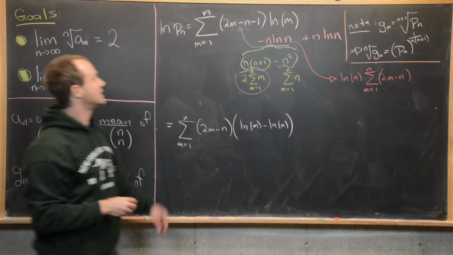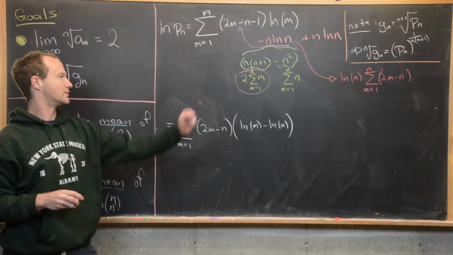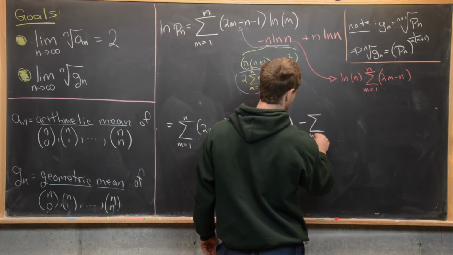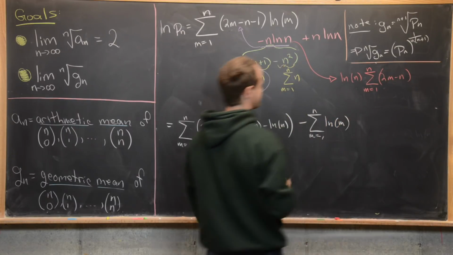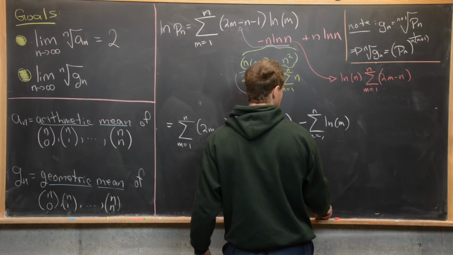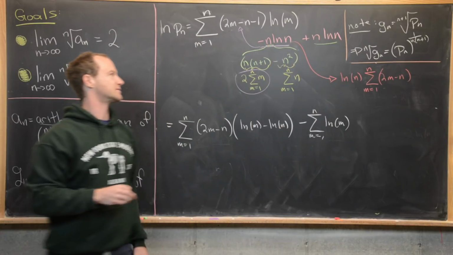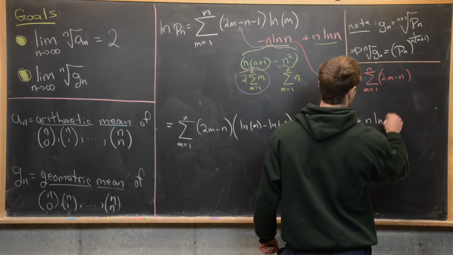Good. And now next, I'm going to break off this minus 1 times the natural log of m and put it outside. So that's going to be minus this sum as m goes from 1 to n of the natural log of m. Great. And then finally, I have this leftover term, which was used so that we could subtract that n natural log of n, and that's going to give us plus n natural log of n.